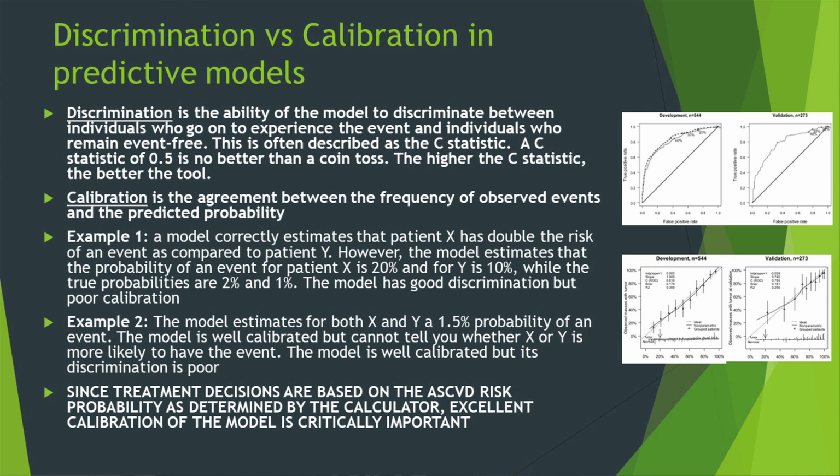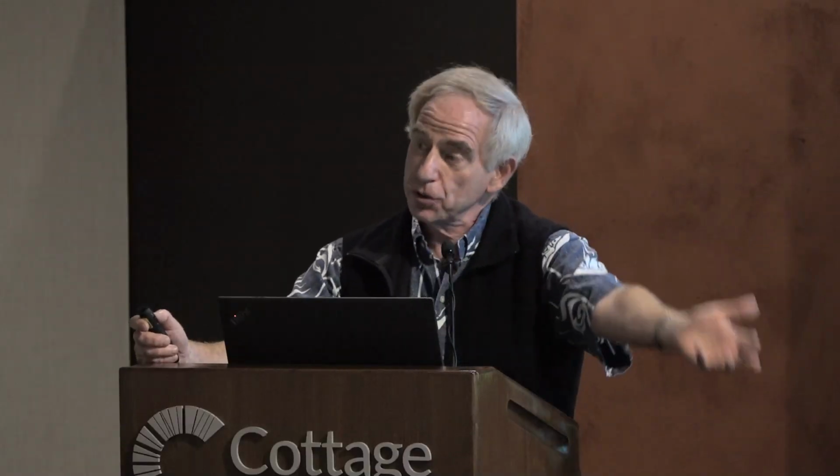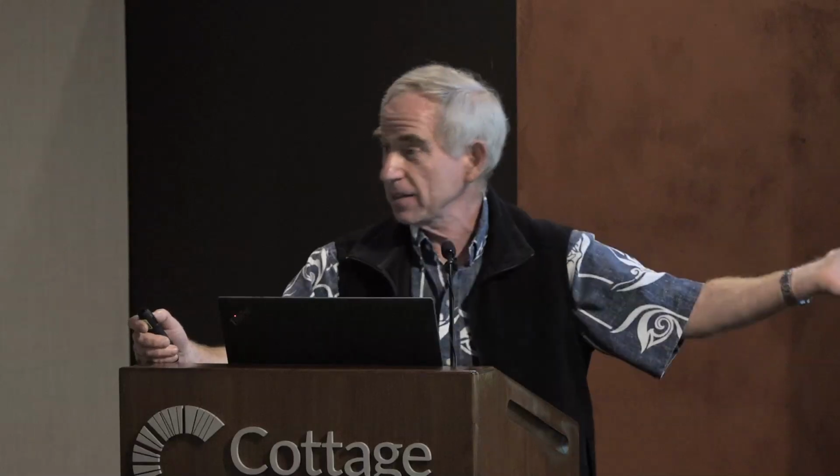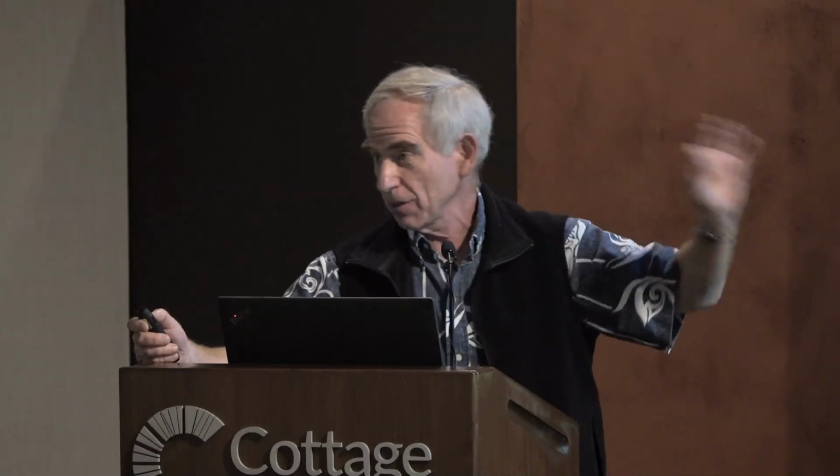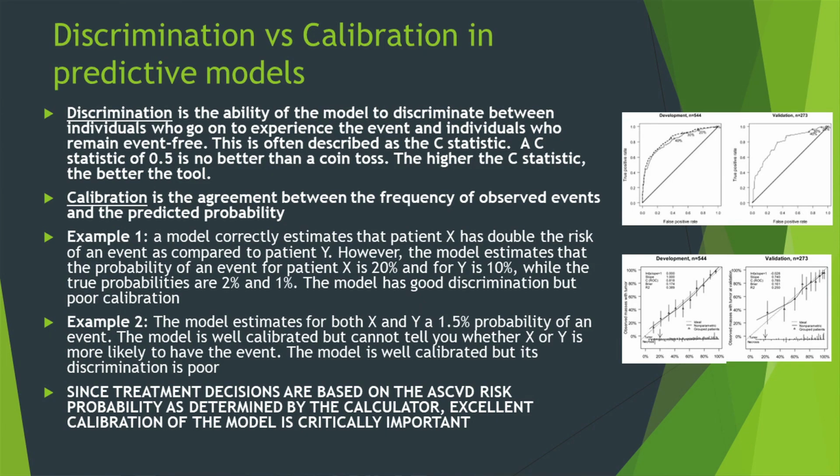The calibration, on the other hand, is the agreement between the frequency of observed events and predicted events. So if your calculator predicts 7.5% risk and your actual observed risk is 7.5%, that has excellent calibration of 1, which actually is on the line of identity.